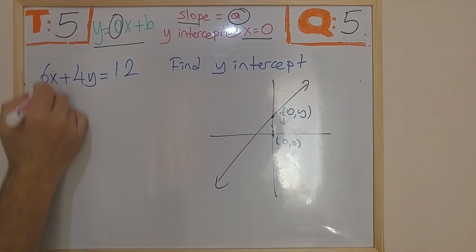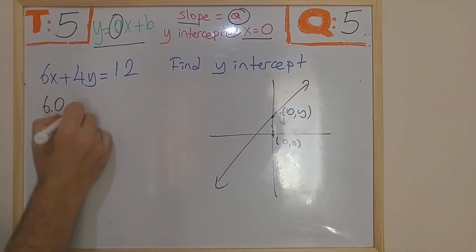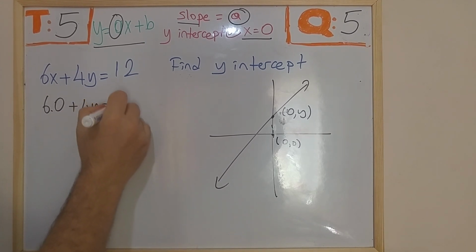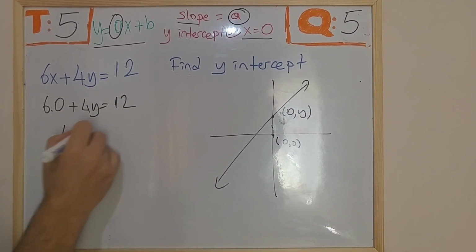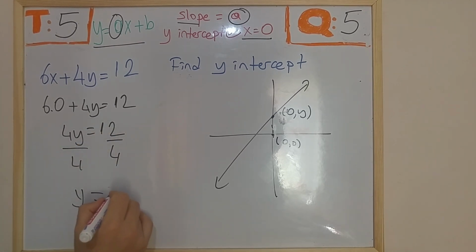6 times 0 is equal to 0. We give 0 as the x value, plus 4y is equal to 12. Therefore, 4y = 12, and we divide each side by 4. So we get y = 12/4 = 3. This is the answer.